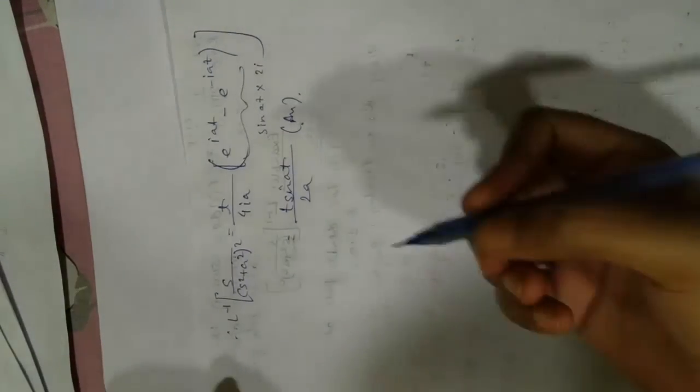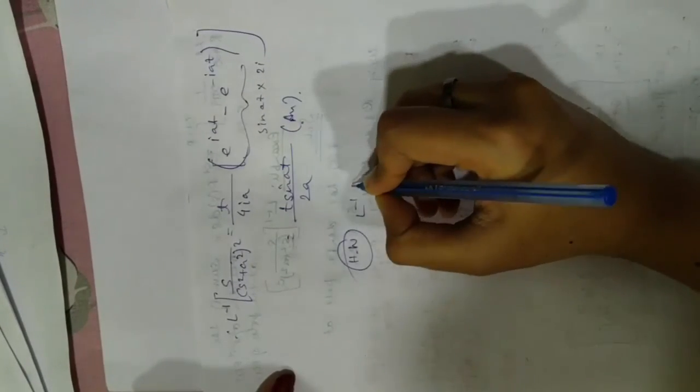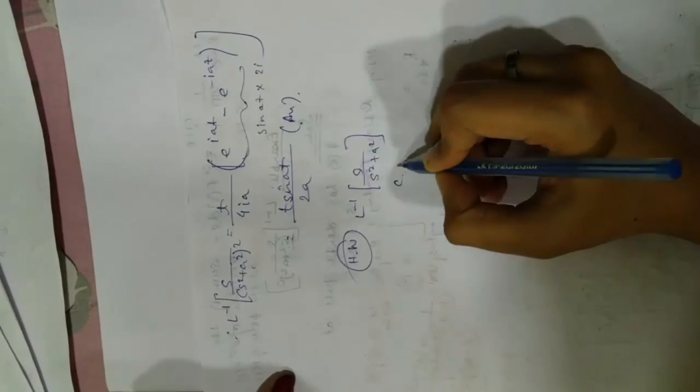Okay, I would like to give you a homework. Please do it by yourself. Find the inverse Laplace transform of s divided by (s square plus a square) whole square using contour integration.